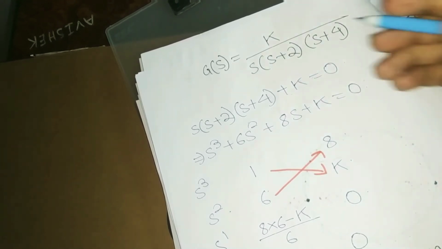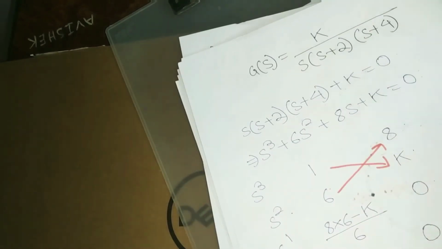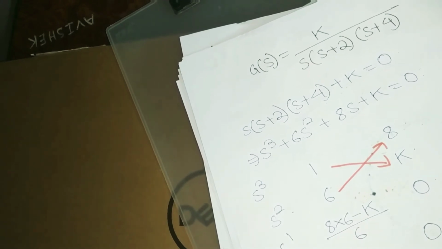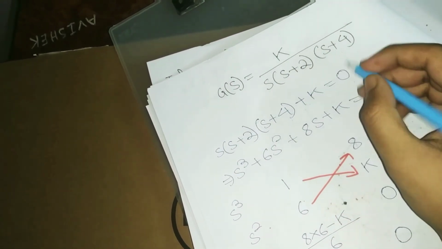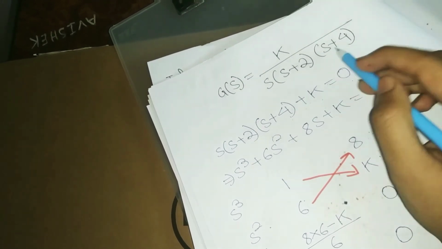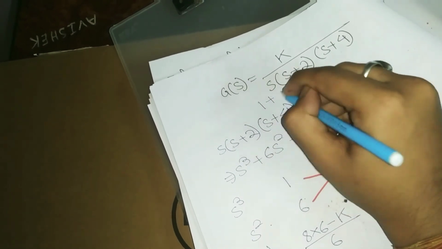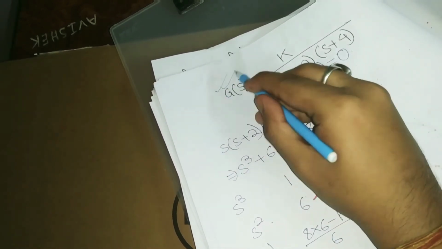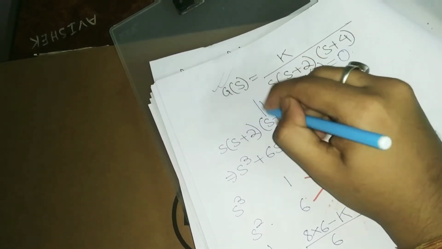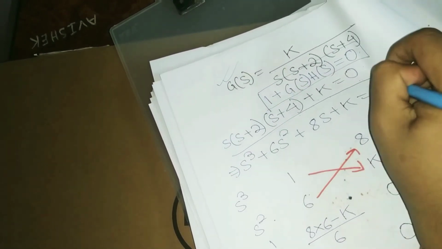G(s) equals K by s(s+2). You all know how to solve the Routh-Hurwitz equation. If you don't know, or if you want to know, you can see the description box, where I will provide the link for Routh-Hurwitz. So this is s(s+2)(s+4) plus K equals 0. You have to follow it like this, because I am representing it in terms of 1 plus G(s)H(s) equals 0. This is the open loop transfer function, so you have to represent it as 1 plus G(s)H(s) equals 0. After representing, you will get this.